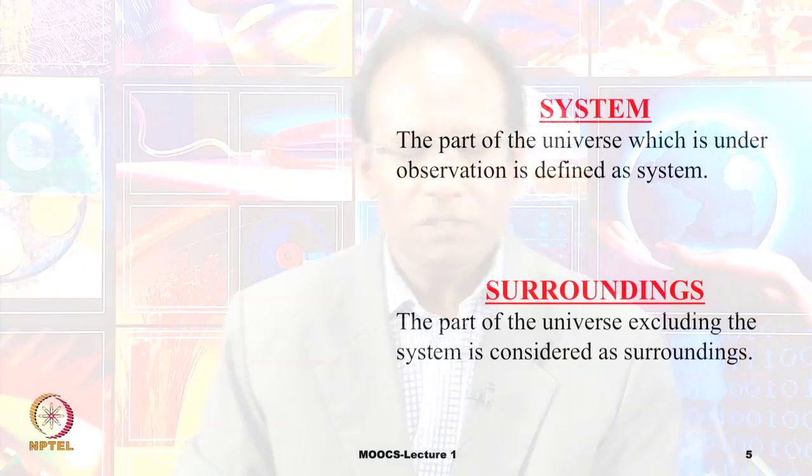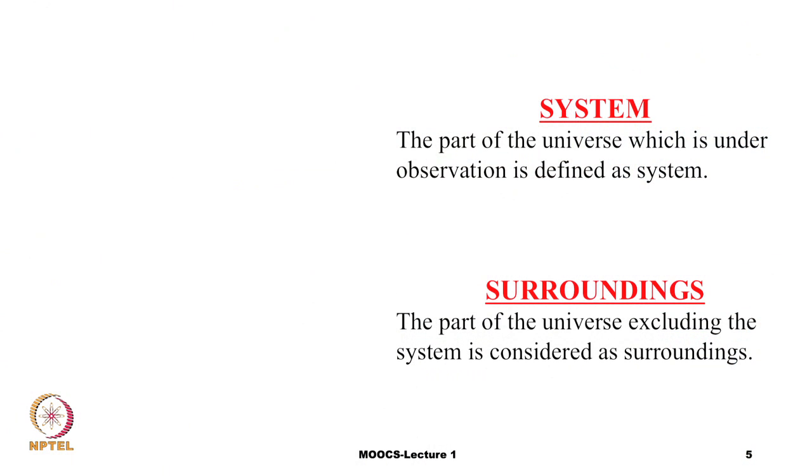A system is a part of the universe which is under observation. For example, when we are doing chemical reactions in the lab, the container in which the reaction is carried out can be a beaker or a flask, or in industry it can be big reaction chambers. In other words, a part of the universe in which we have a special interest is called a system.